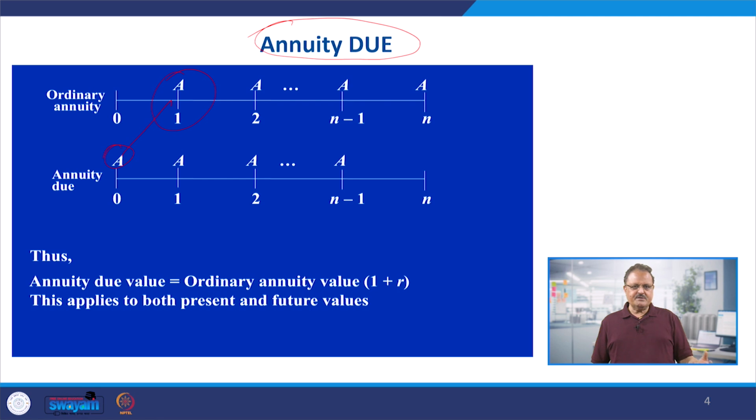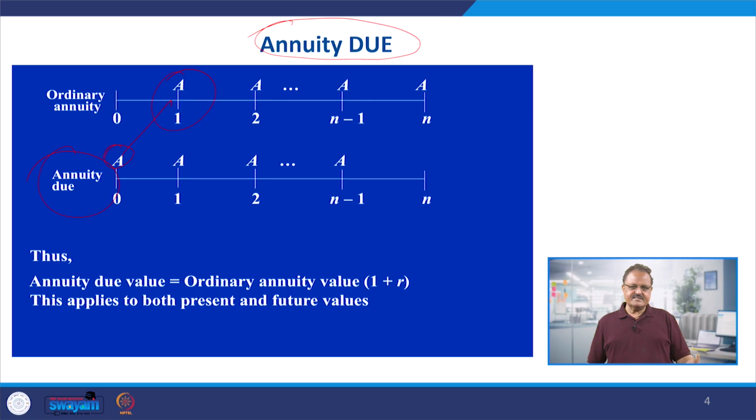Which annuity are we going to use normally? You can easily understand the annuity due value. The ordinary annuity, or you call it a deferred annuity also, we have seen in previous classes. There is an ordinary or deferred annuity, or there is an annuity due.